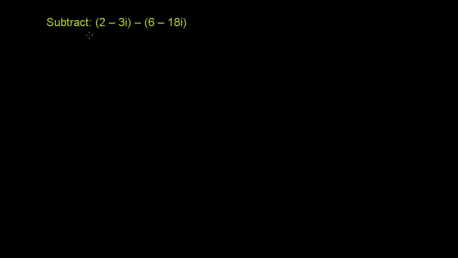We're asked to subtract, and we have the complex number 2 minus 3i. And from that, we are subtracting 6 minus 18i. So the first thing I'd like to do here is to just kind of get rid of these parentheses. So we just have a bunch of real parts and imaginary parts that we can then add up together.